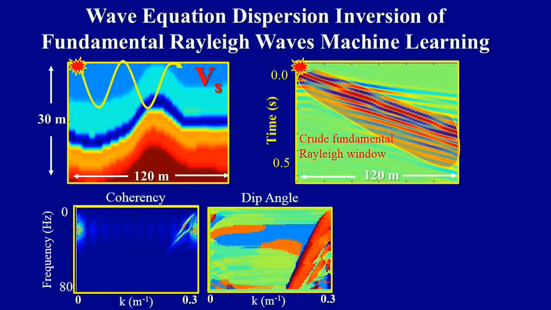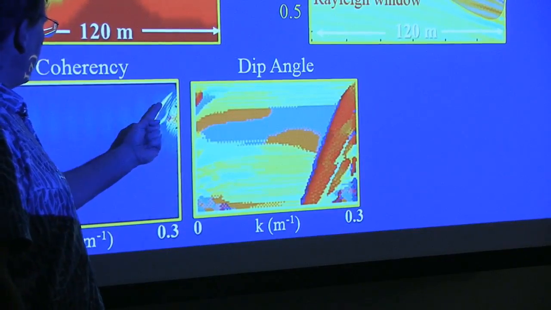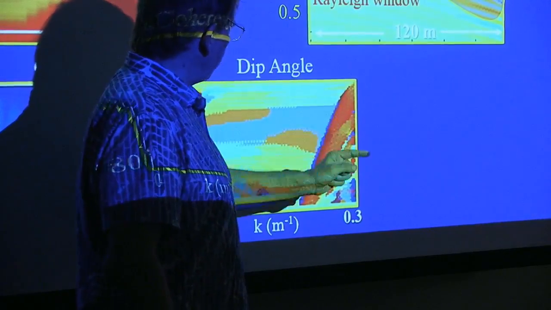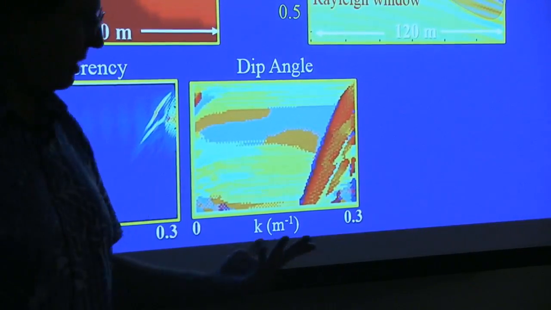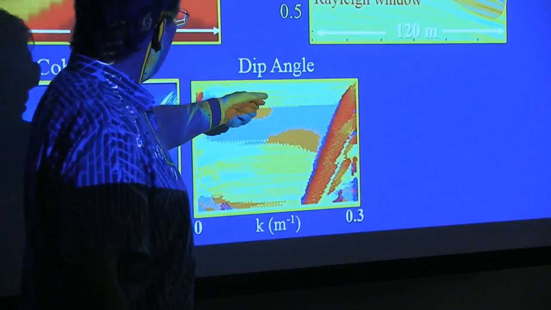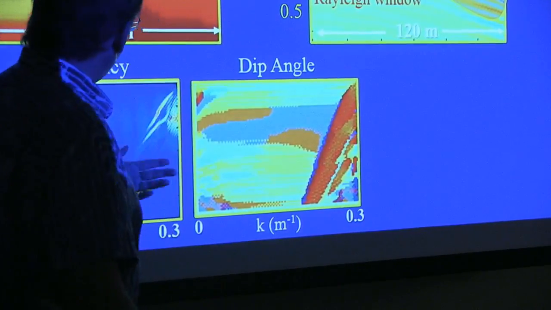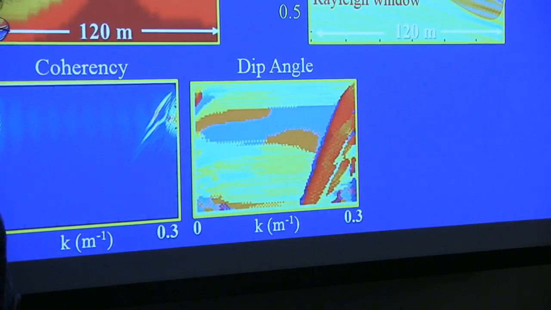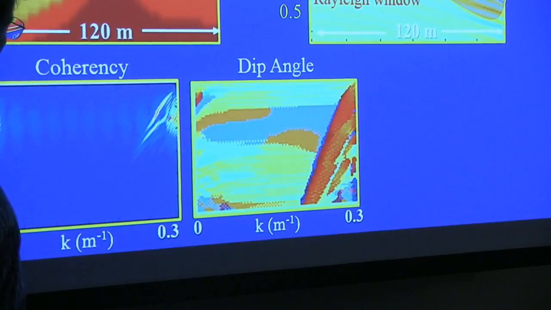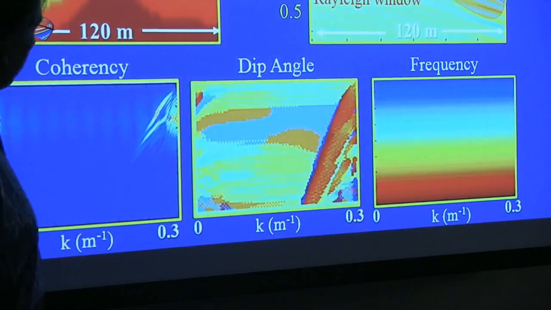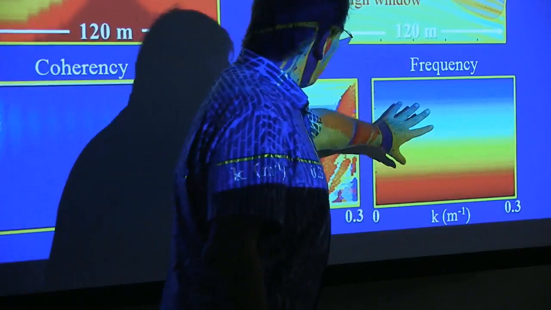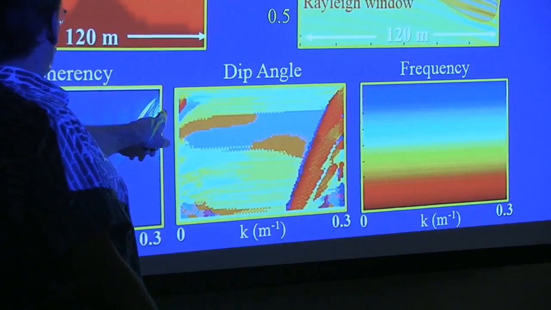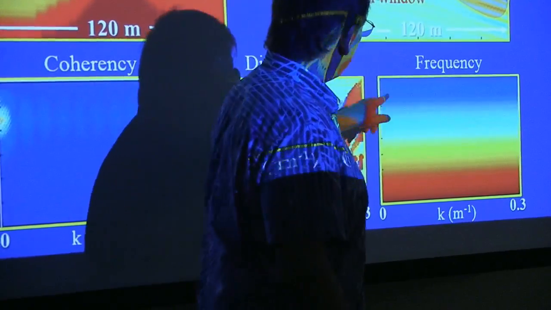He took the local dip angle of the FK spectrum and plotted it against color. As you can see here, the dark red corresponds to steep dip angles, and the light colors correspond to hardly any energy, or zero dip angle. Then he took another feature: any point in the spectrum corresponds to a frequency, like this one corresponds to a certain frequency, so he plots that up. No surprise, these are all laterally like horizontal layers.